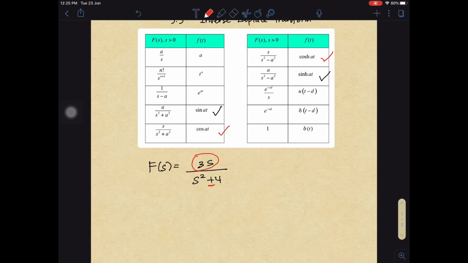So now, same as before, the first thing you need to make sure is that you write your denominator in the form of s squared plus a squared.